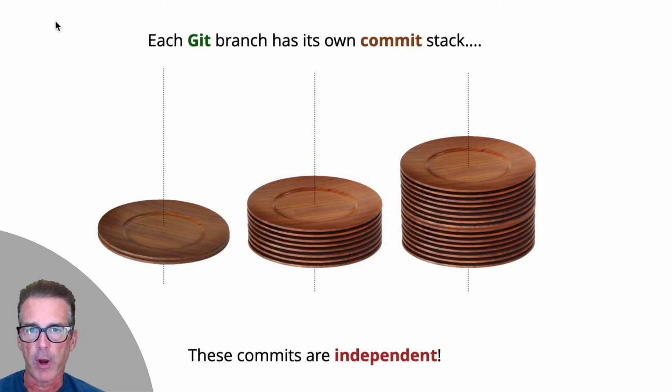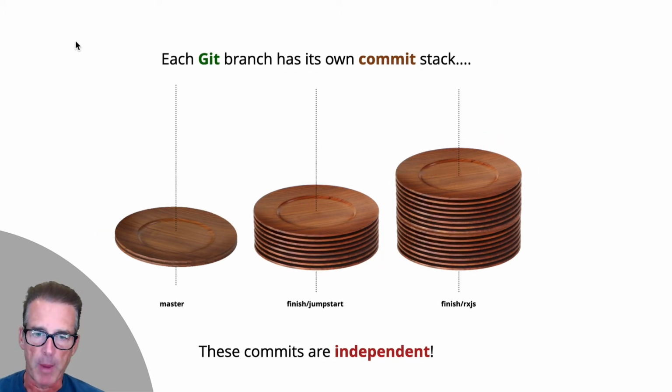Now, each Git branch has its own commit stack, independent of the other branches. So, for example, on the left here, we have a branch that has 2 commits, and in the middle, we have a branch that has 8 or so commits, and on the right, we have another branch that has a series of its own set of commits. But again, each of these are by default independent of the others, because each branch is actually a snapshot of a previous branch. So in this case, we have our master branch. We have another branch called finish jumpstart, and we have another branch called finish rxjs.